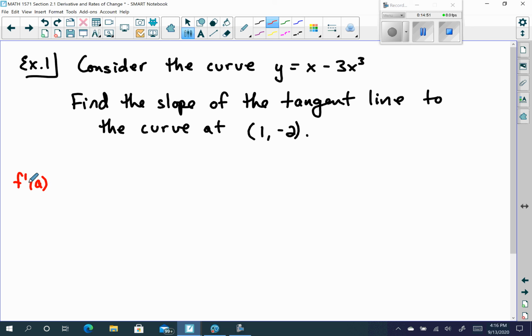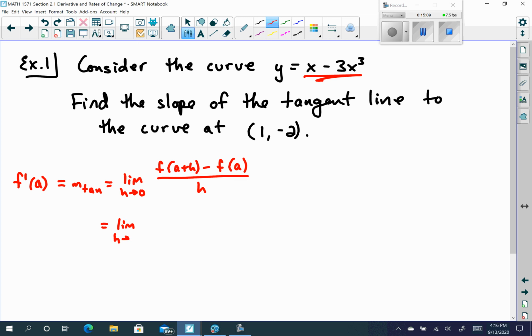5 different times. So f prime of a, which is the slope of the tangent line, is the limit as h approaches 0 of f of a plus h minus f of a, all over h. So this is my function I'm going to use. So this becomes a limit. Notice where I put the equal sign. I never put an equal sign between the limit and the difference quotient here. It always equals the limit.